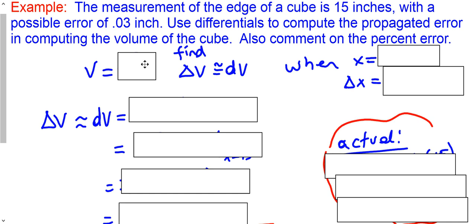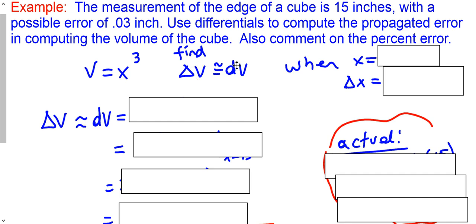So we're dealing with a cube this time. The volume formula is, if one side is x, volume is x to the third. At the moment when the edge is 15 inches, if there's a possible error of 0.03, what will be the propagated error for the volume of the cube?